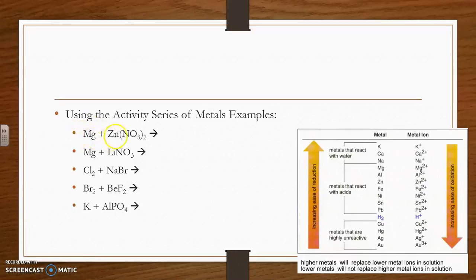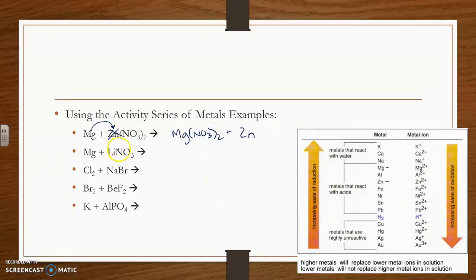Well, we have magnesium, and we know magnesium and zinc are both metals. So magnesium is trying to replace zinc. So you would look over here at your metals. The higher on the list it is, the more reactive it is. The lower on the list, the less reactive. So we have magnesium and zinc. Which one is more reactive? Well, magnesium is more reactive. That means that magnesium will actually come in and replace zinc. So you would end up with Mg(NO3)2 plus Zn. Zn goes home alone.